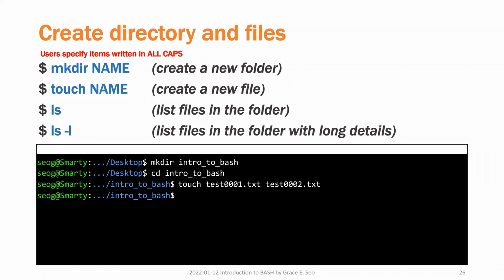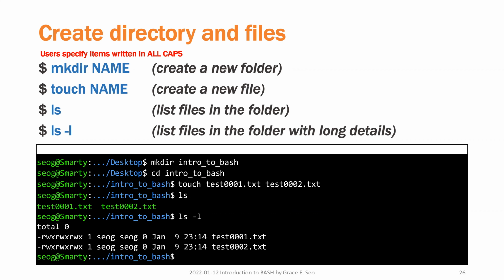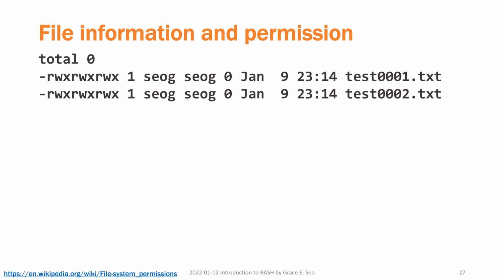Now, to check if you actually created the files, you can list the contents of your current directory using the ls function. And we see that now there are 2 files generated. If you want more information on these 2 files, you can list directory contents using the long option, with just ls -l. This lists files vertically with more details.